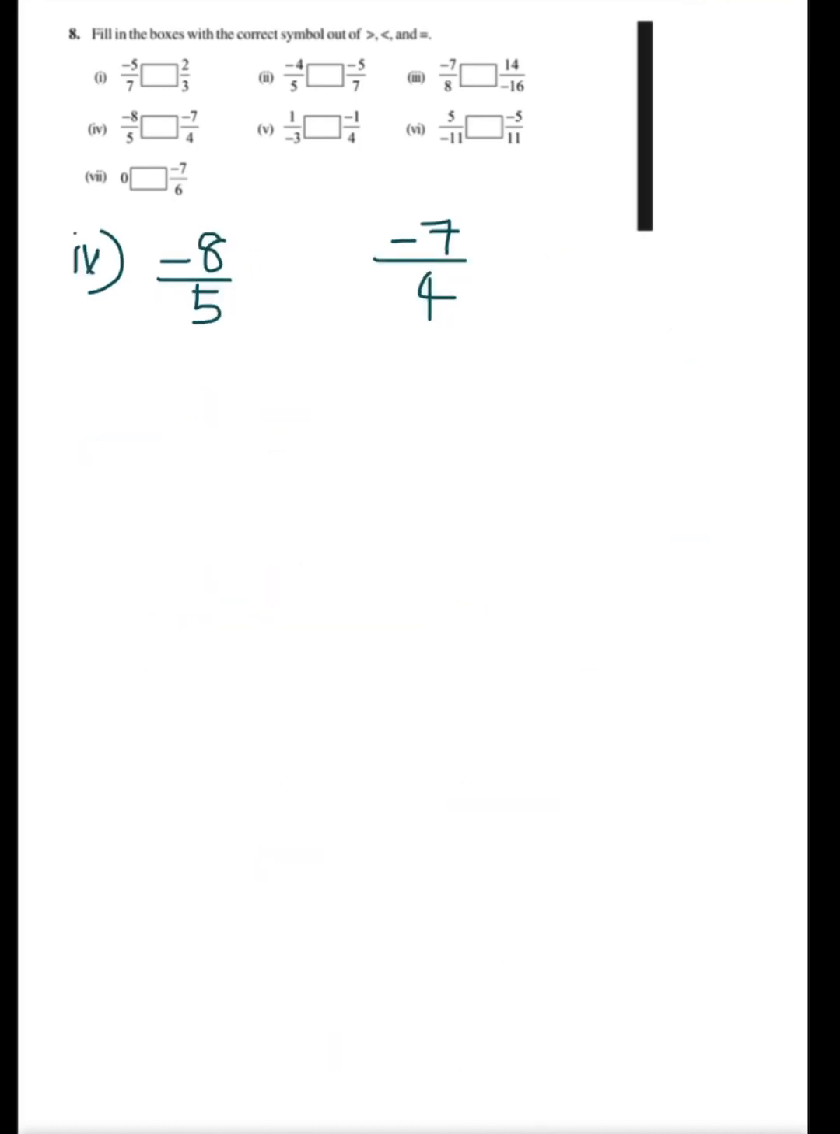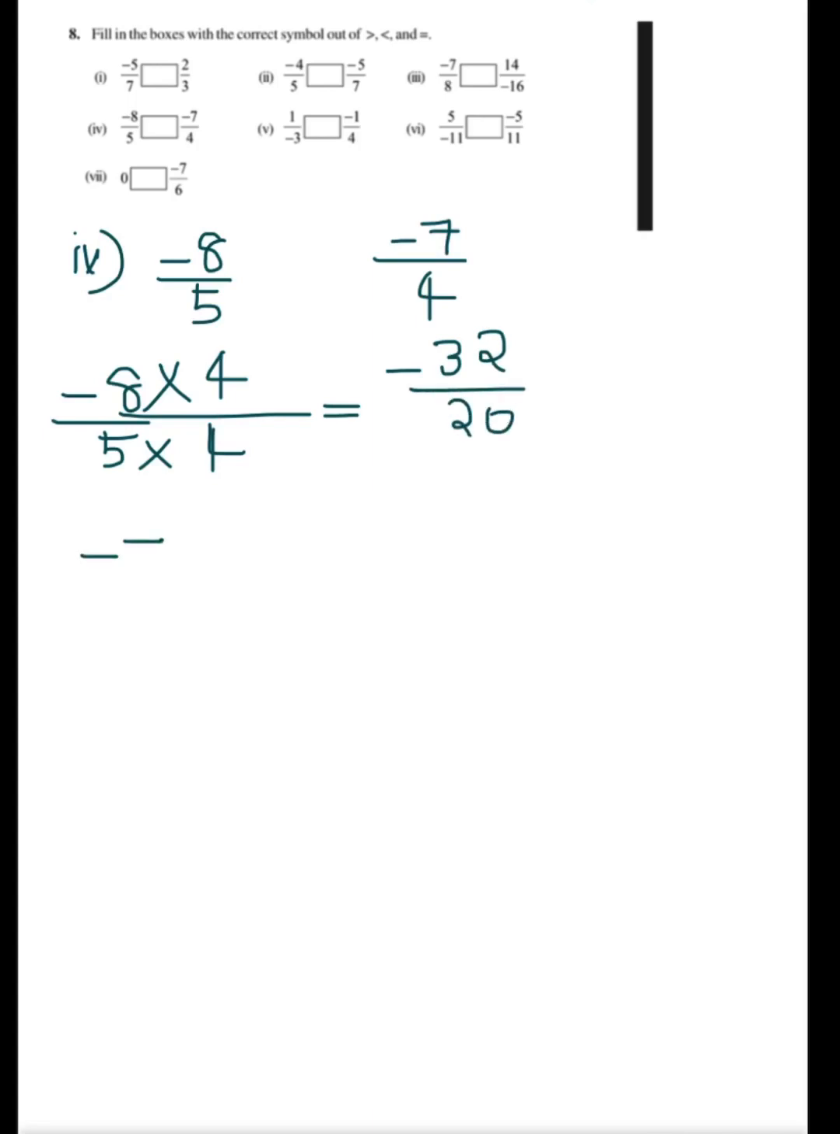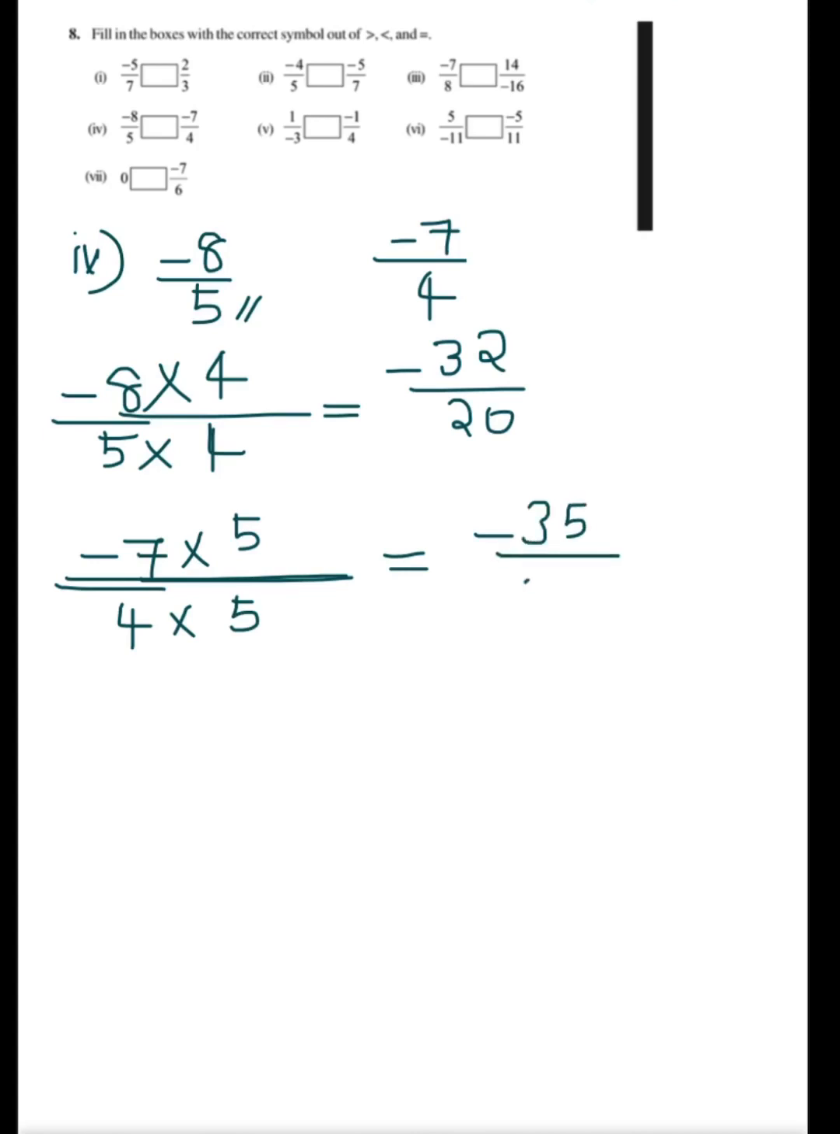Minus 8 by 5 and minus 7 by 4. This is our question. So both are negative rational numbers. Now let's compare them. For comparing, let's make their denominators the same. So for that, I am multiplying the first rational number, both numerator and denominator, with the denominator of the second, which is 4. Then you will get minus 32 by 20. Now for the second rational number, I am multiplying both numerator and denominator with the denominator of the first number, which is 5. So you will get the answer as minus 35 by 20.